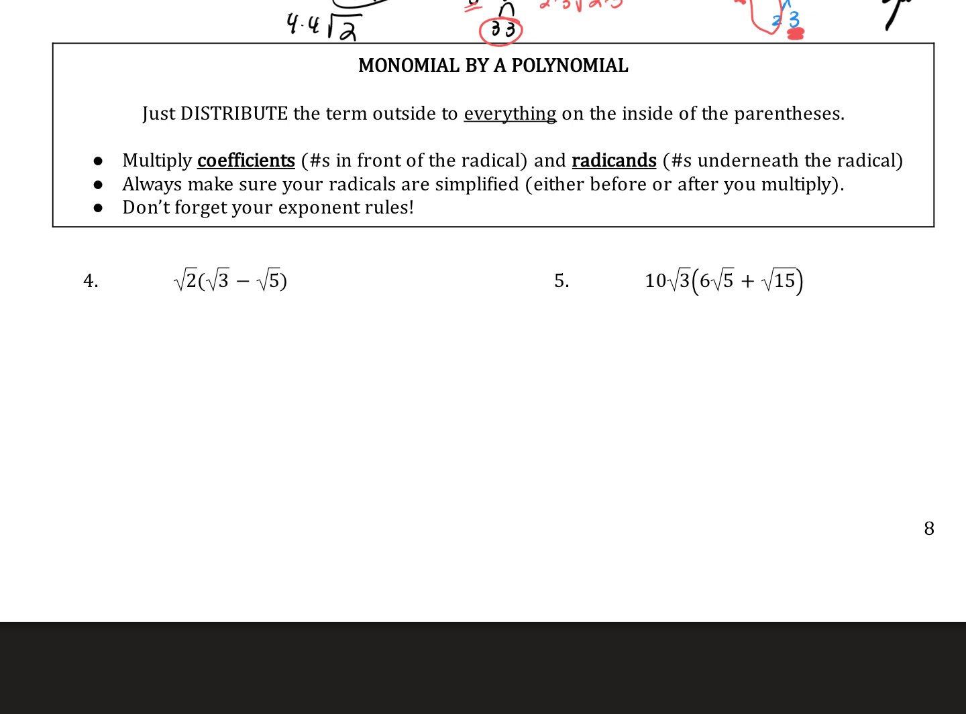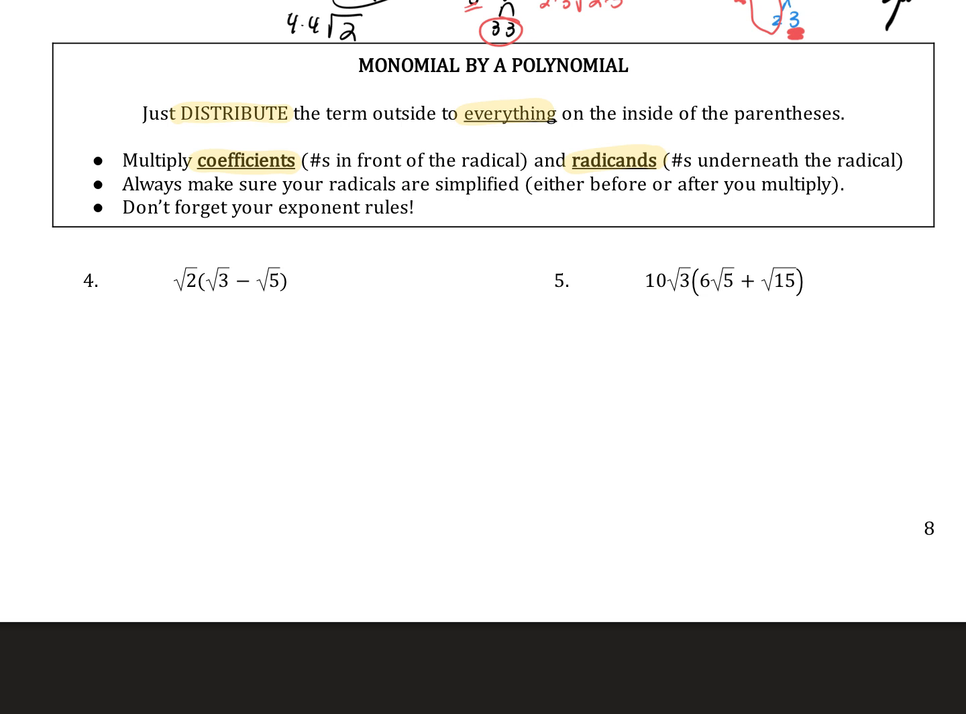And we're going to go back to distribution. Distribution never goes away. You got to keep distributing, and you're going to distribute to everything on the inside of the parentheses. Again, with multiplying, you're going to multiply your coefficients, or the number in front of the radical, with the number in front of the radical, and the radicands, which is only the insides underneath the radical, okay? You cannot mix outsides and insides. Your outsides multiply outsides, insides, insides, and then you can simplify from there.